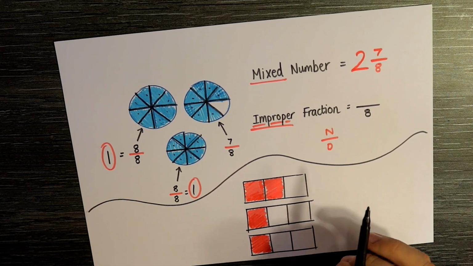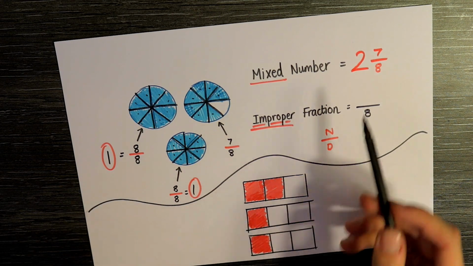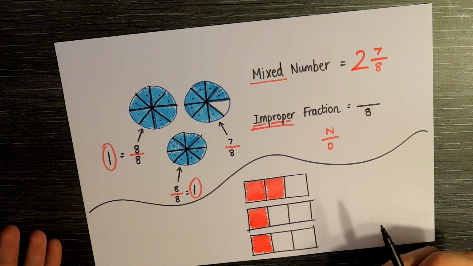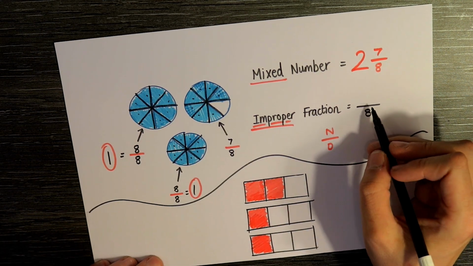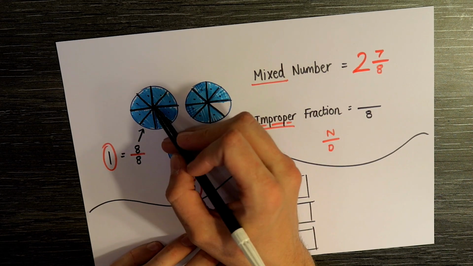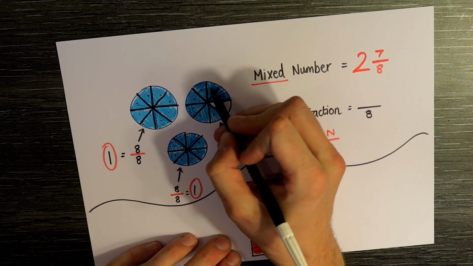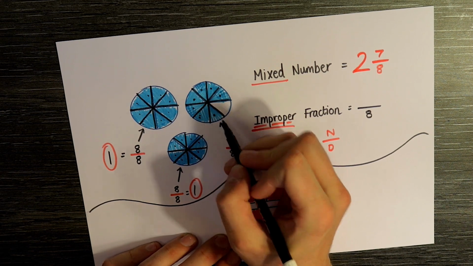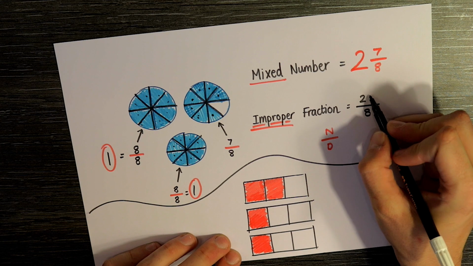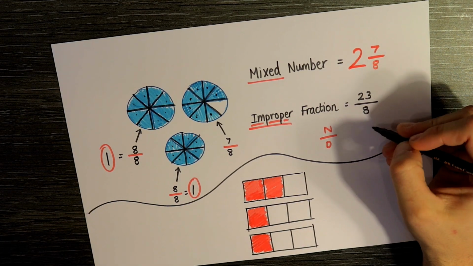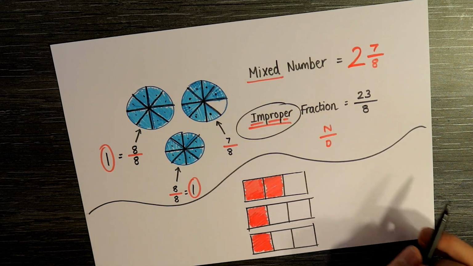The denominator doesn't change. But now we have, instead of 2 whole pieces, we actually have 8 and 8, which is 16. So instead of writing 16, I still need to add the extra pieces. 16 here and here. 17, 18, 19, 20, 21, 22, 23. 23/8. Okay? You'll notice that this number is a lot bigger. That's why we call it improper.